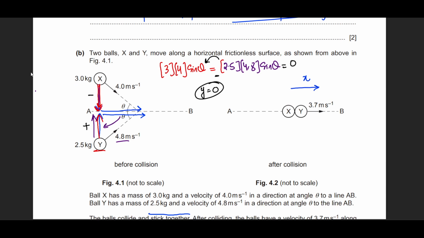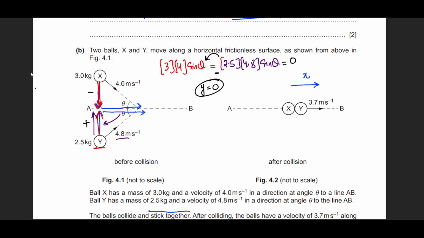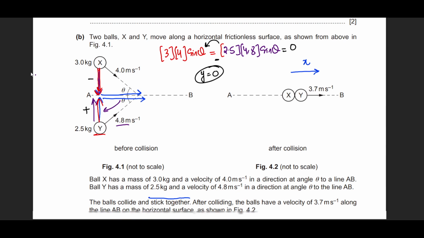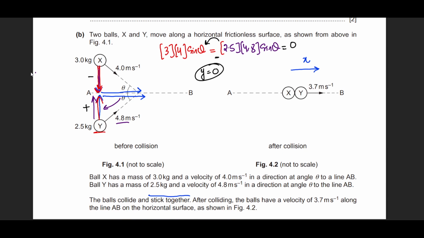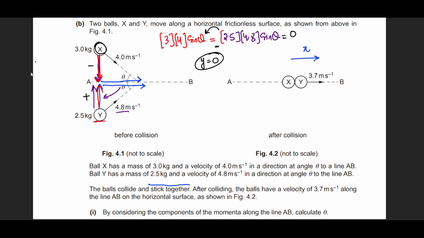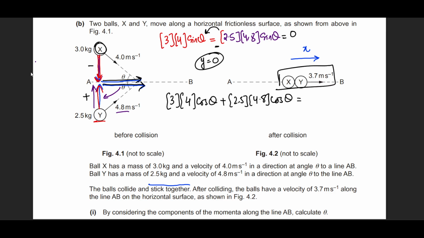Okay, let's find out the x-axis component, right? So what are the x-axis components for this? For the x sphere, I'm going to write this down over here so that you can relate to the diagram at least. We have the momentum as 3 kg multiplied by velocity, which is 4. But since we are moving in this direction, I will use the component of cos theta. Since this component is also in this direction, I will add this with the other component, which is going to be 2.5 into 4.8 into cos theta once again. And this is equal to the momentum of the whole system.